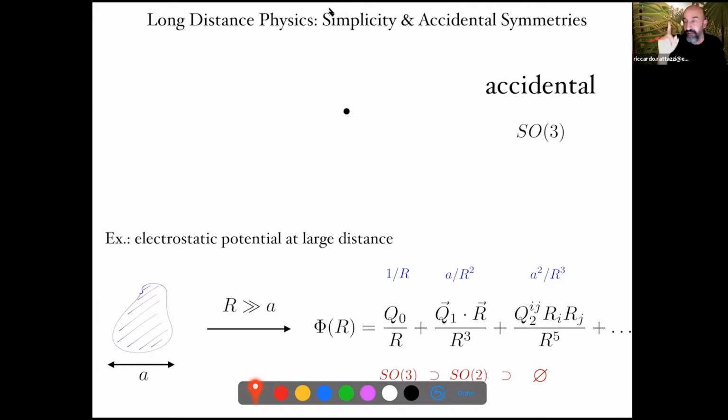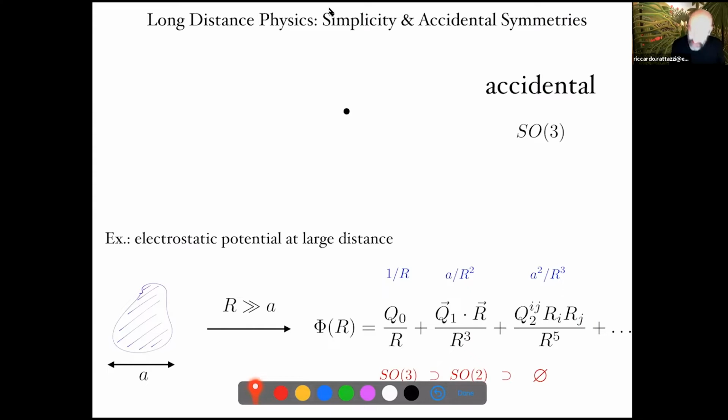but doesn't break it completely because rotations around the direction of the dipole are still a symmetry. I mean, if you have a dipole, you look at it around it this way, it will always look the same. So you have an SO2. So you don't have the full symmetry, but you have a little bit.